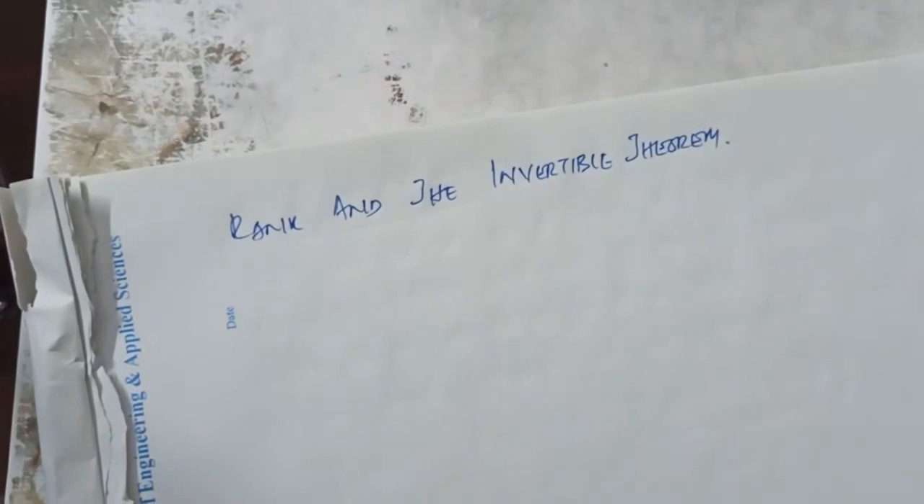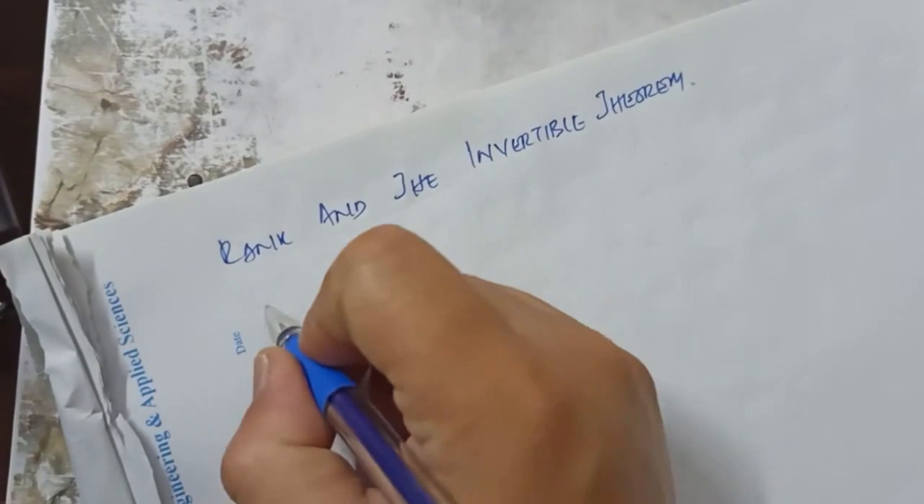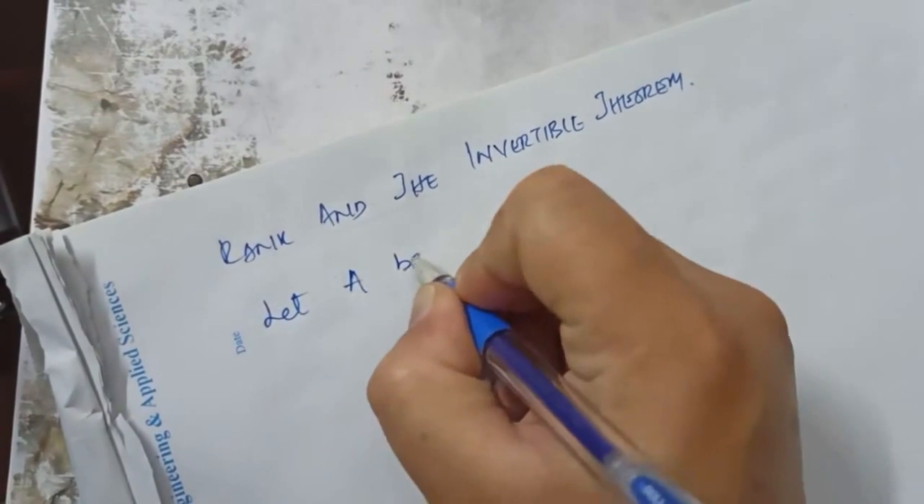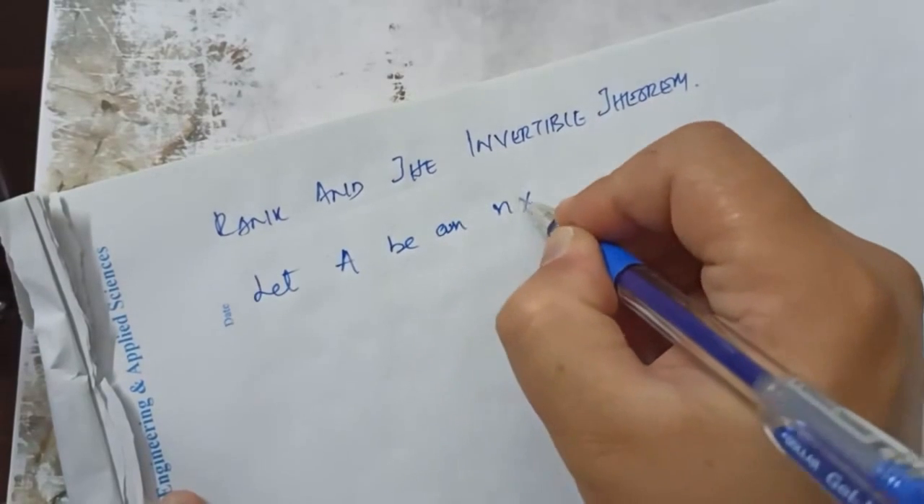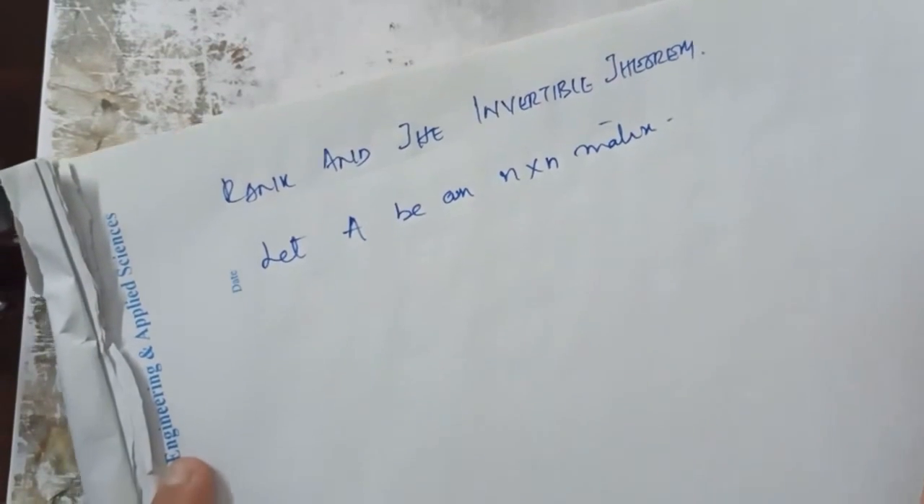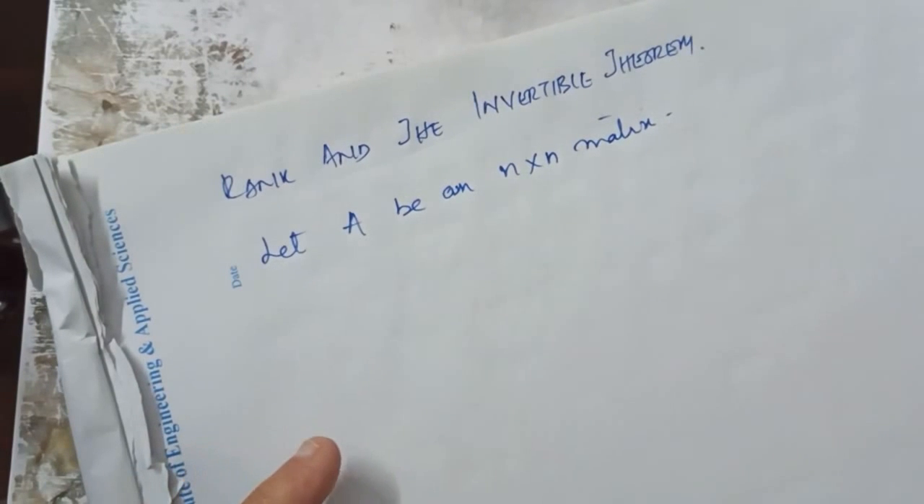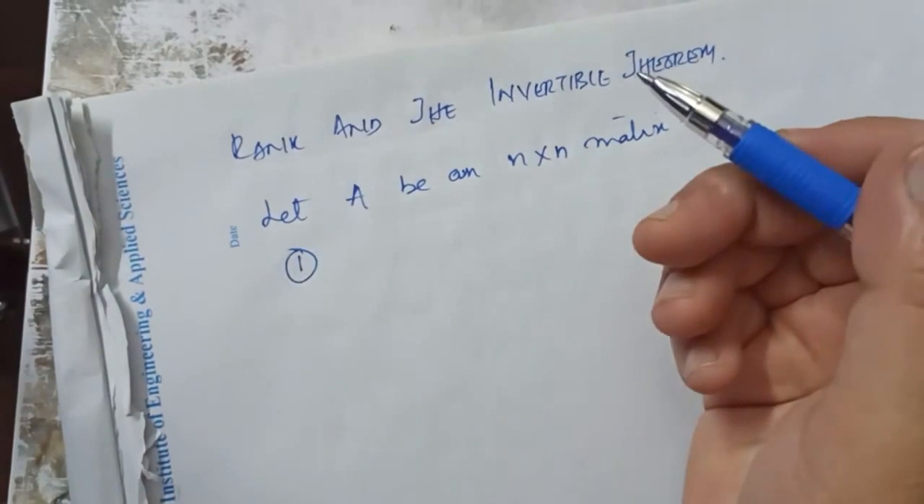Okay. So if I say let A be an n by n matrix, the following set of statements are actually equivalent to the statement that A is an invertible matrix. So if any of the conditions is true, it means A is an invertible matrix.